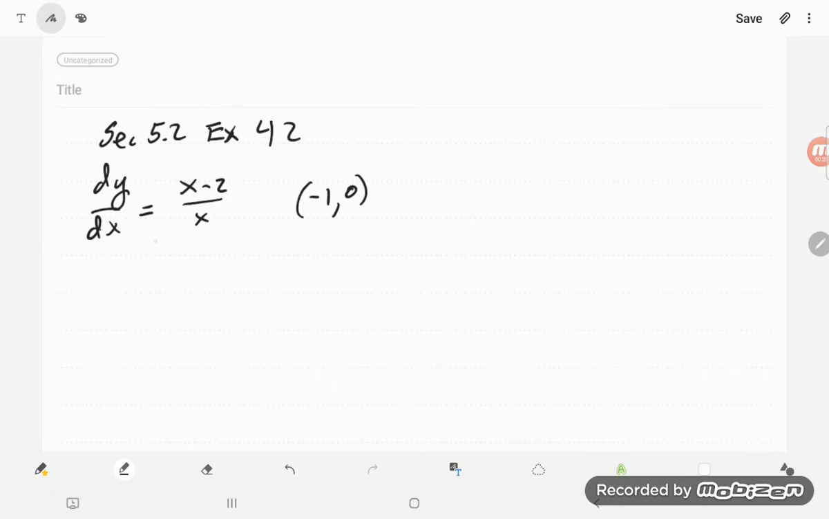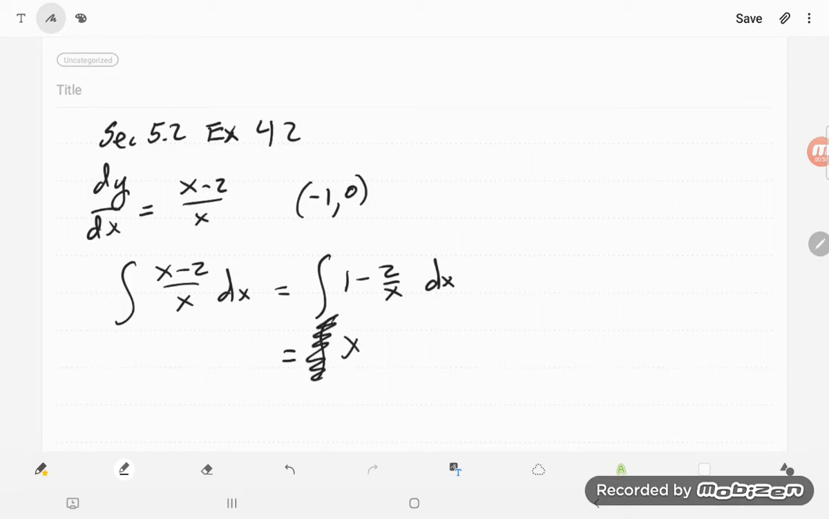So I just want to get this antiderivative, and so I have (x minus 2) over x dx, and well, I'm going to write that as 1 minus 2 over x dx, and so then that is, oops, now I'm doing the antiderivative. I get x minus 2 log absolute value of x plus an arbitrary constant.